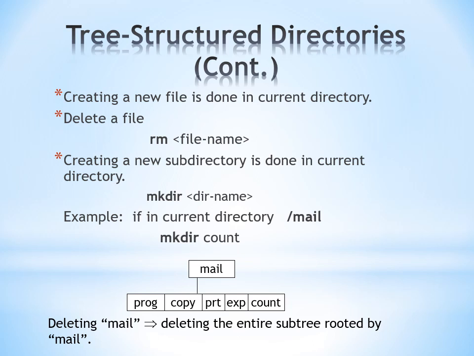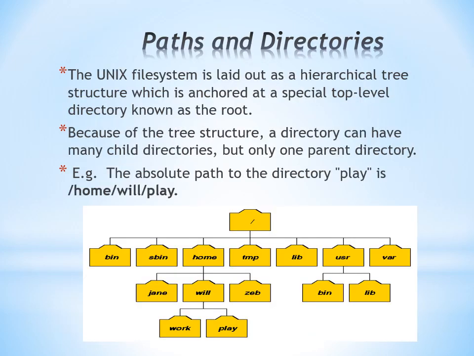Alright. So in the tree structure directories, creating a new file will be done in the current directory. For example, when you want to remove your file, you type the command rm followed by the file name. And mkdir, which has been learned in the lab. So path and directory.